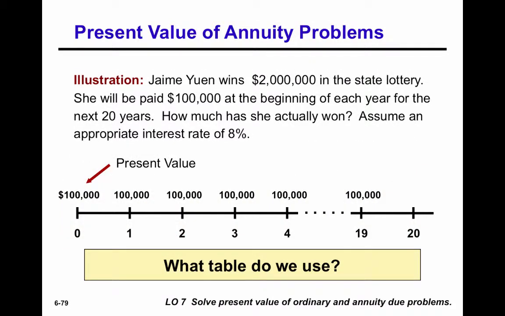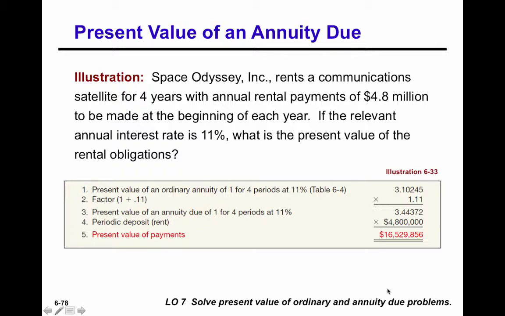Let me back up here. I might point out that this is very similar conceptually to a lease problem. You're paying $4.8 million 4 times to lease this asset. In this case, it happens to be a satellite. But the present value of those payments is only $16.5 million, even though the total amount that's being paid is about $17–18 million. The present value is the $16 million.